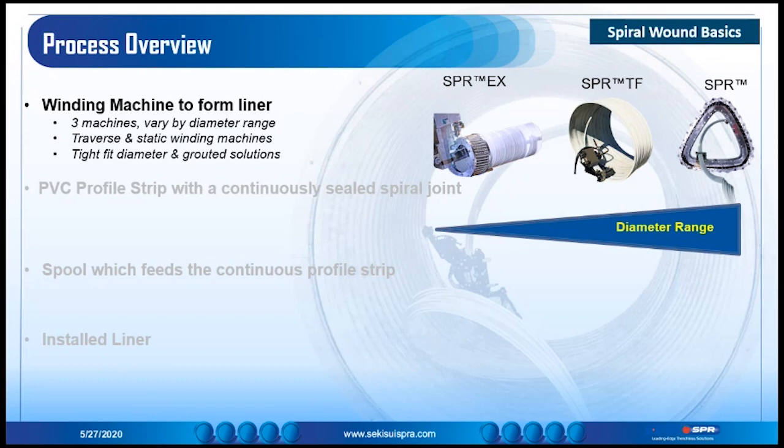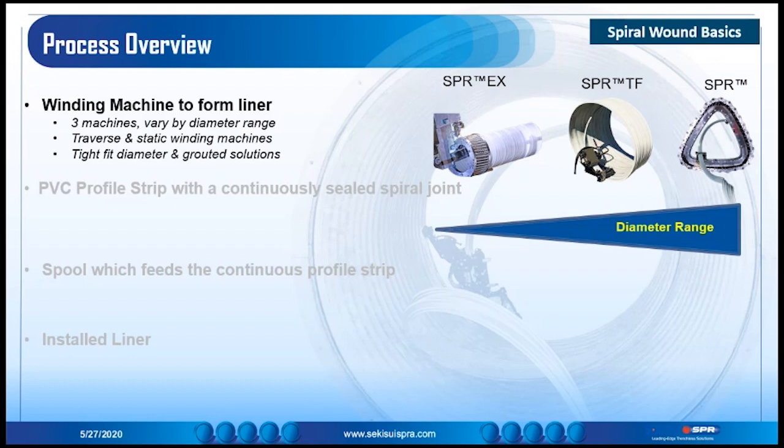So let's talk briefly about the spiral wound process. All of our spiral wound products utilize a specific winding machine to form our liners. Each machine is specific to the diameter and shape of the host pipe. The machines can be locked into position to form the liner, which we call static winding, or the machine can travel inside the pipe to create the liner, which we call traverse winding.